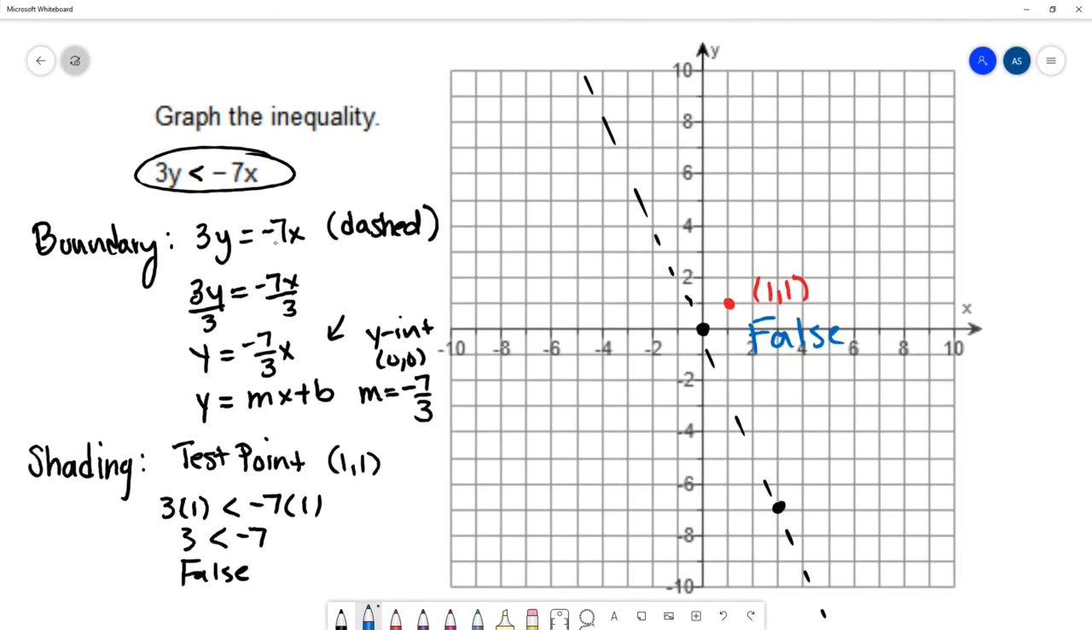We want to shade on the true side. The other side is going to be the true side. So we're going to do our shading on this side of the line. So we found all of these ordered pairs in this shaded region are going to make that inequality true. The ordered pairs that are on the boundary line are not included in that graph and not included in the solution set.